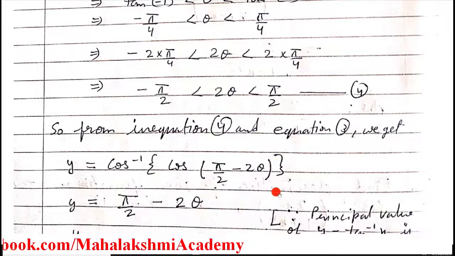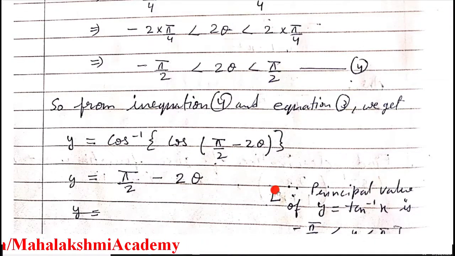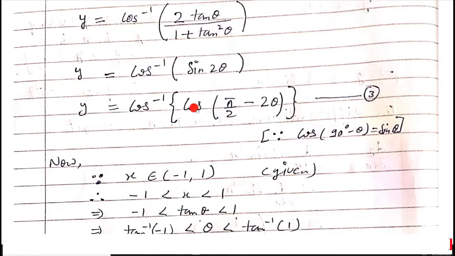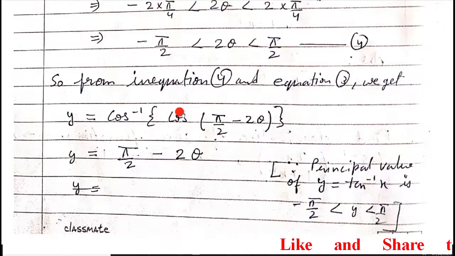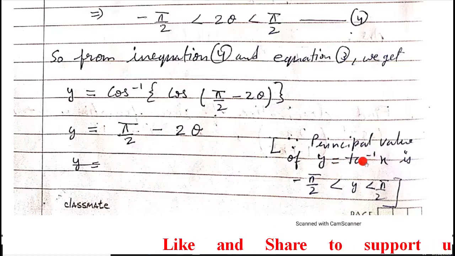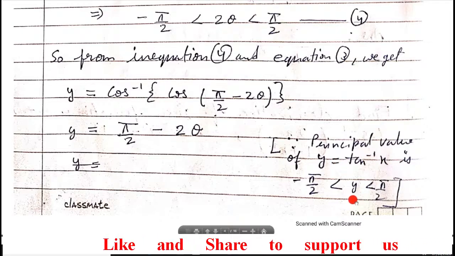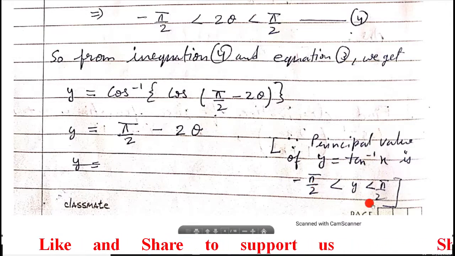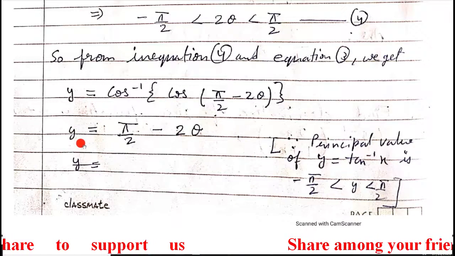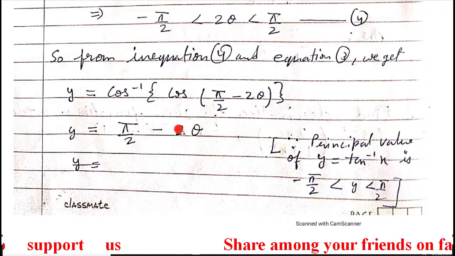Now from equation 4 and from equation 3, that is this inequation and this equation 3, we observed that the principal value is satisfying, that's why cos and cos will remove. Now how is the principal value satisfying? Because we assumed x as tan theta, so y is equal to tan inverse x, whose principal value is minus pi upon 2 to pi upon 2. That's why it is satisfying. So we have removed them. Now we obtained y as pi upon 2 minus 2 theta.